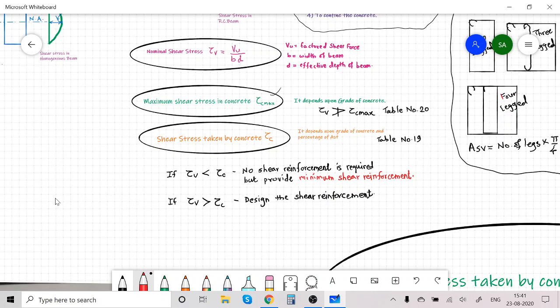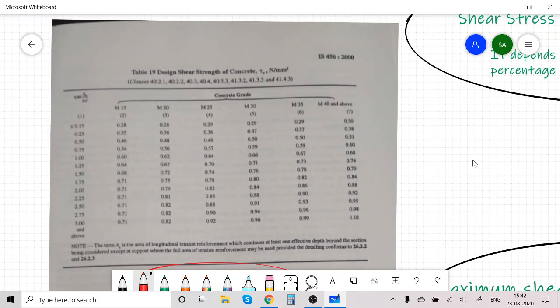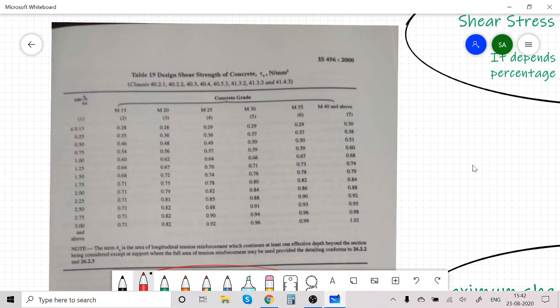This tau c depends upon grade of concrete and percentage of steel provided on tension side. I will repeat, tau c is the shear stress taken by concrete. It depends upon grade of concrete and percentage of Ast. Table number 19 of IS code indicates these values of tau c.